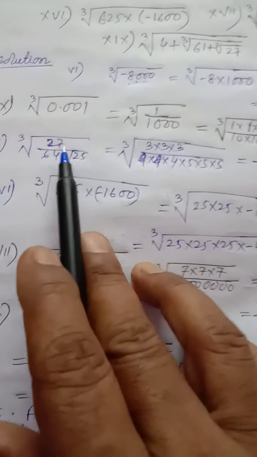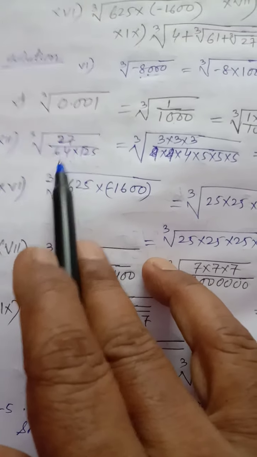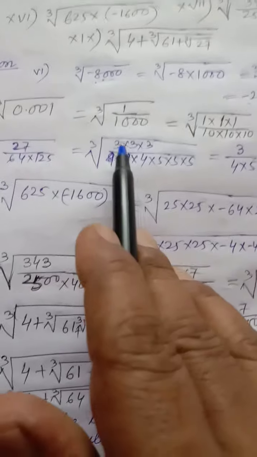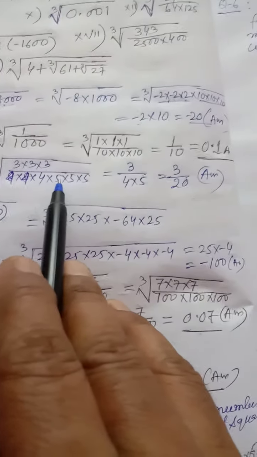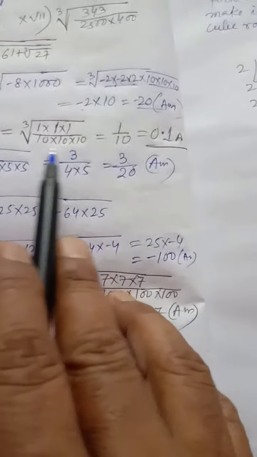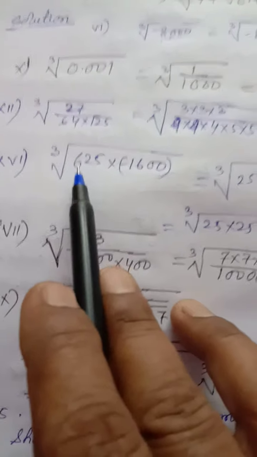Moving on to this question, see, 27 by 64 into 125. You know 27 is a perfect cube, 64 is also a perfect cube, and 125 is also a perfect cube. It's very simple. You can split 27 as 3 into 3 into 3, 64 as 4 into 4 into 4, and 125 as 5 into 5 into 5. Then you get 3 by 4 into 5, that is 3 by 20, as the answer.